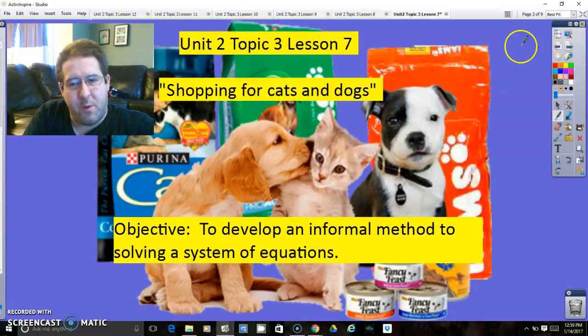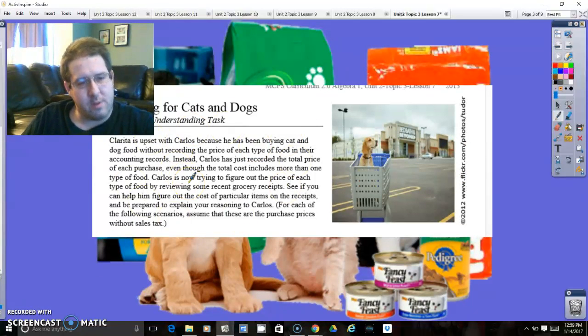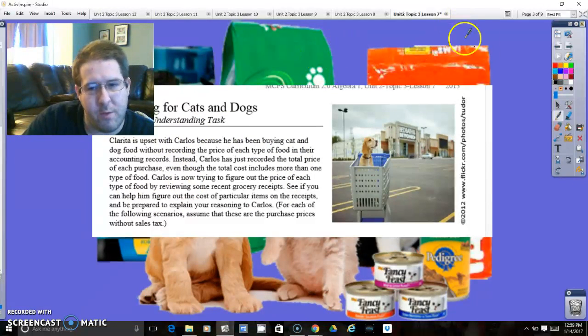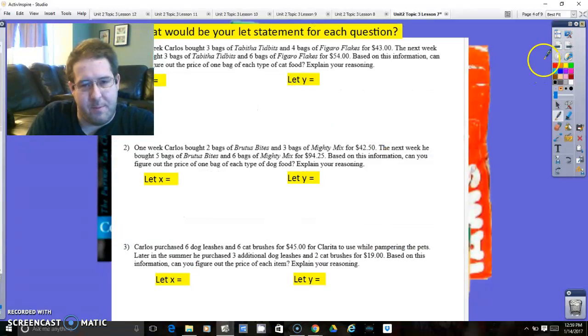All right, so as mentioned before, we're going to be solving systems of equations, doing this kind of story, where Carlos has forgotten all of the prices of the dog food, and he only wrote down how much the total was and how many bags he got. So we're going to try to figure out, well, what was the price of each type of bag?